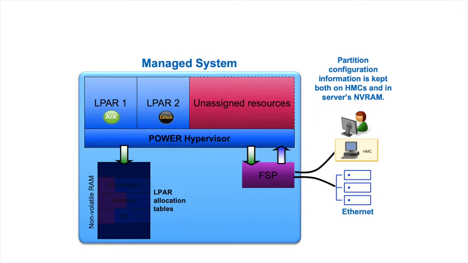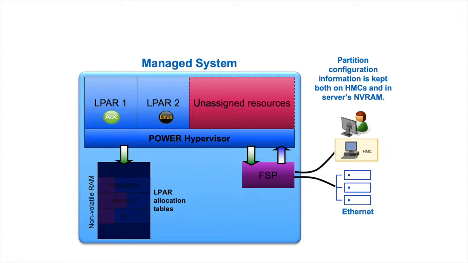The partition configuration information is not only kept on the HMC, but it's also kept in non-volatile RAM, or NVRAM, on the managed system. Therefore, if the HMC crashes, the partitions would continue to run. In fact, you can remove the HMC, replace it with another, and then download the partition data from the NVRAM on the managed system without affecting the running partitions.